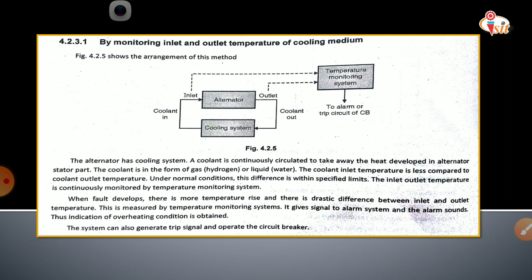It will give a signal to the alarm circuit and it indicates the overheating condition. The system can also generate a trip signal to operate the circuit breaker.